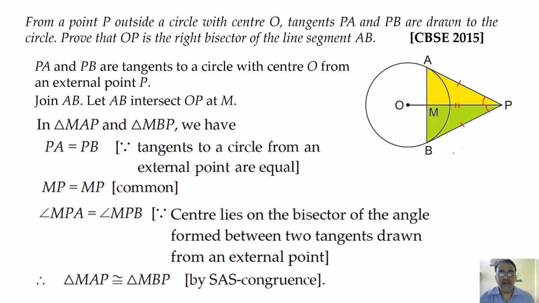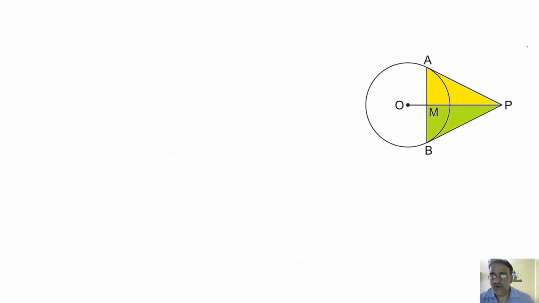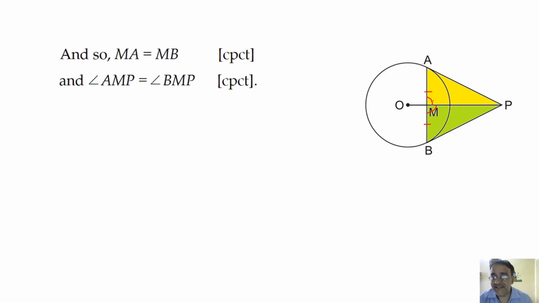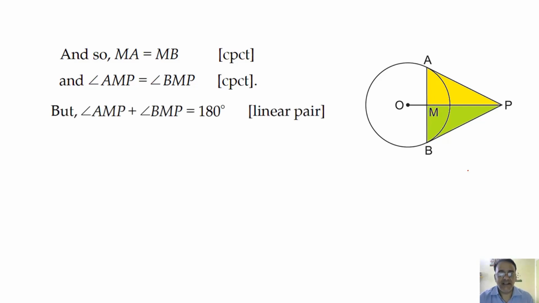By SAS congruence rule. Now, if these two triangles are congruent, so AM is equal to BM by CPCT, right, and these two angles are also equal. Why? CPCT. Very good. But what is the sum of these two angles? 180 degrees. Why? Linear pair. Very good.